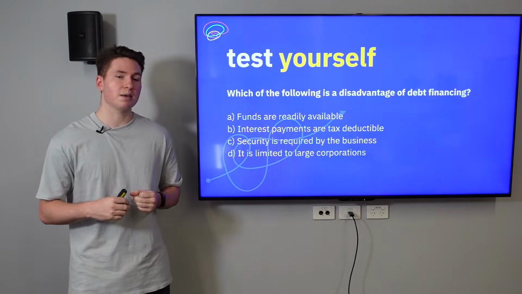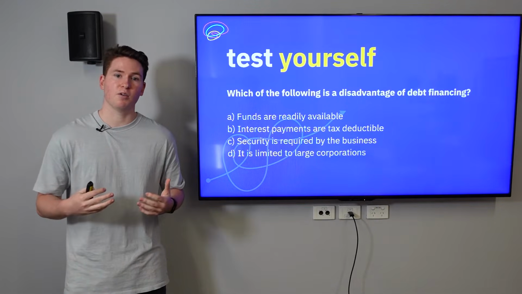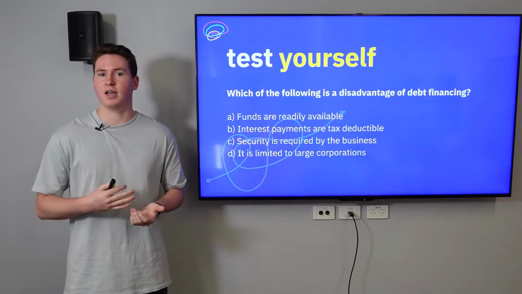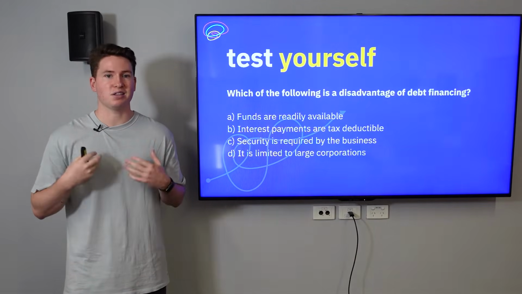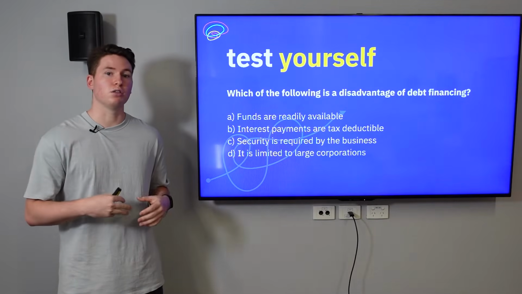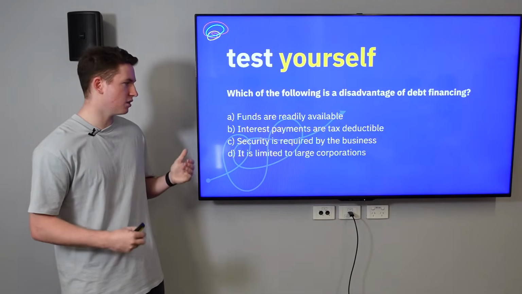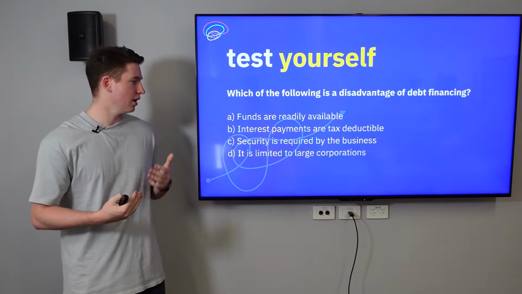And D, it is limited to large corporations, which if we know our syllabus, if we know our information, that's incorrect. Anyone from a small business up to a large corporation has access to debt financing. So that's not applicable here. So the answer through our process of elimination is C.